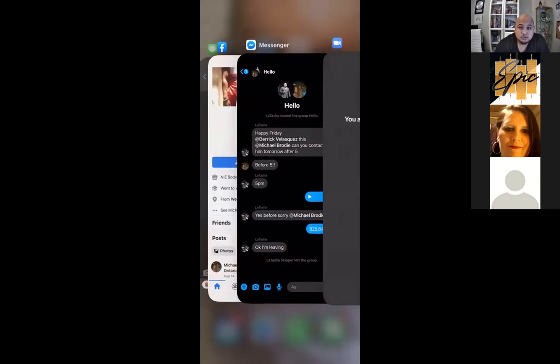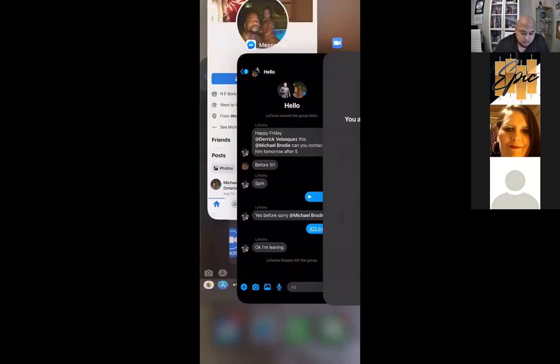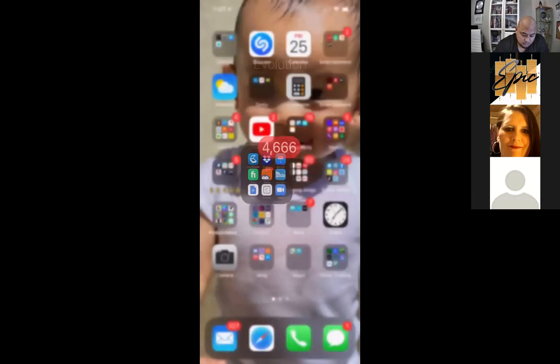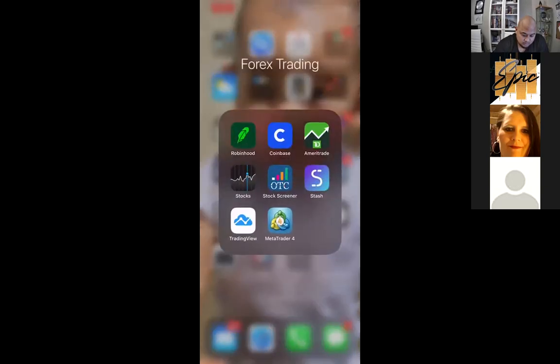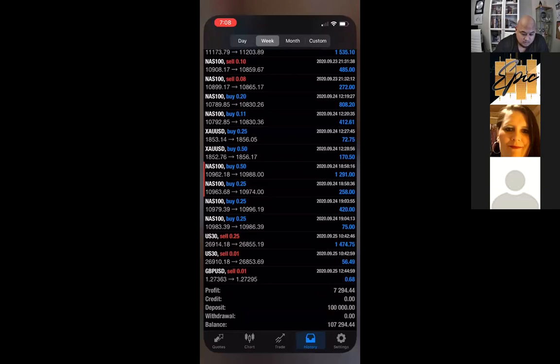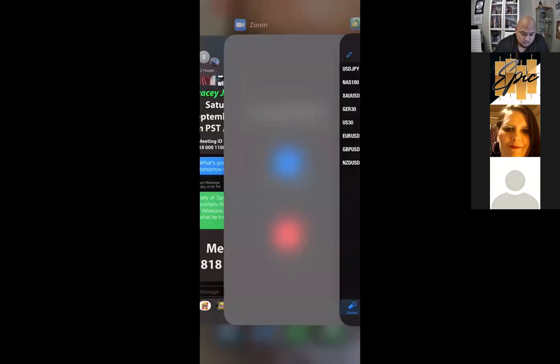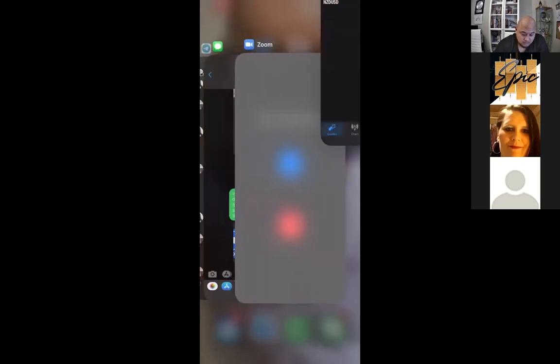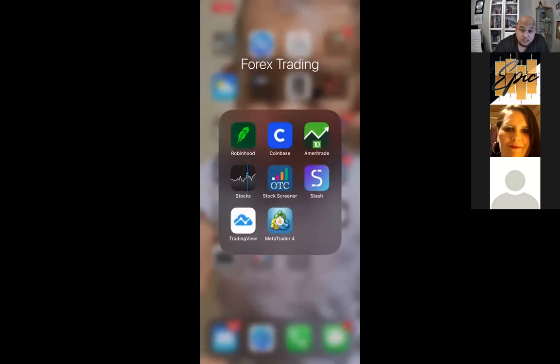Okay, perfect. So let me go in here, and what I'm going to do is go to MetaTrader 4. You're going to see these two apps right here on the bottom. MetaTrader 4 looks like that on the bottom, and then TradingView looks like that. So go ahead and download those as well.